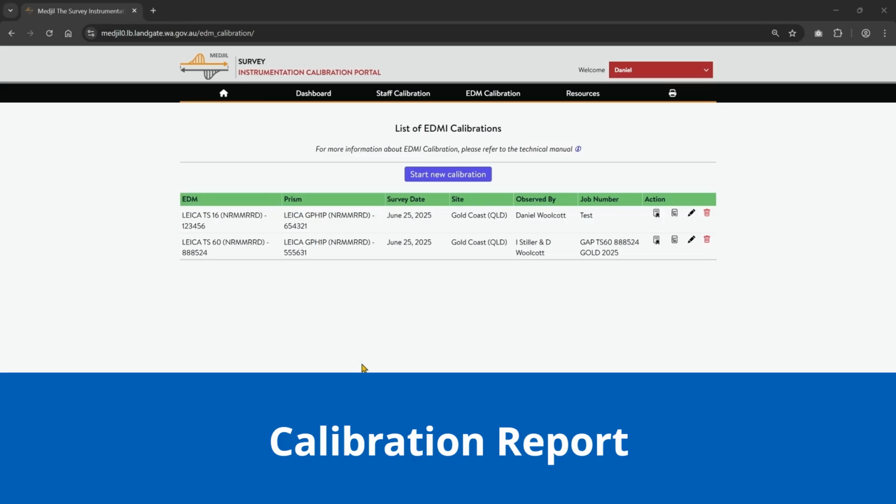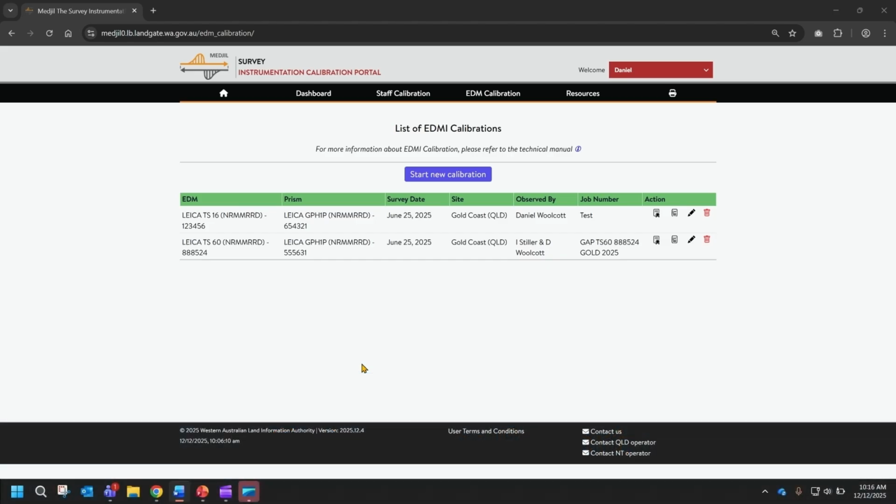So let's take a look at the calibration report and explain some of the different elements within it. This will, by extension, be applicable to the calibration certificate, as we've just mentioned. Here you've got two little icons. The one on the left is the certificate. The one on the right is the report. So let's open this report and take a look.